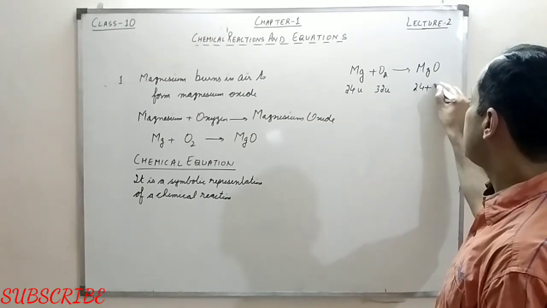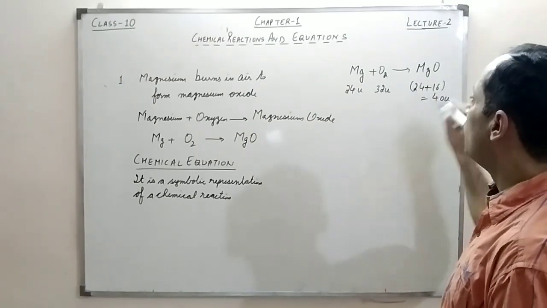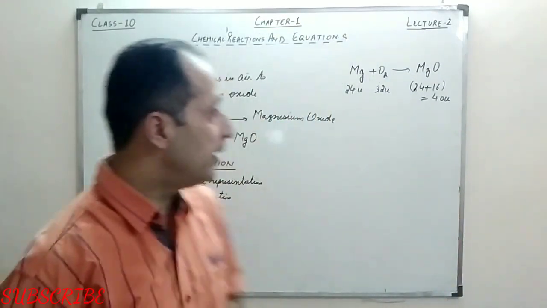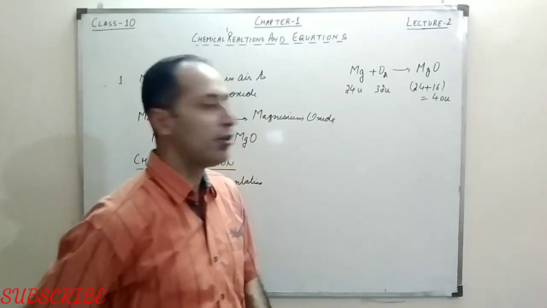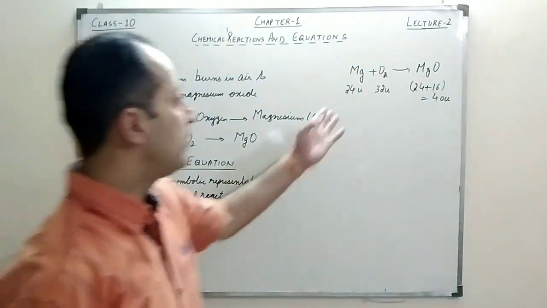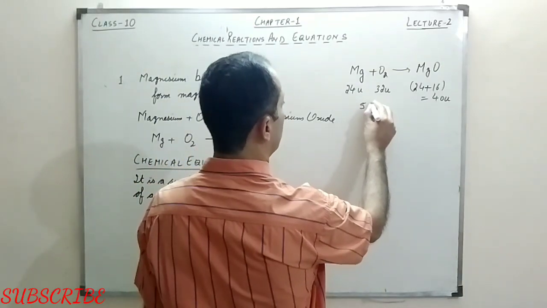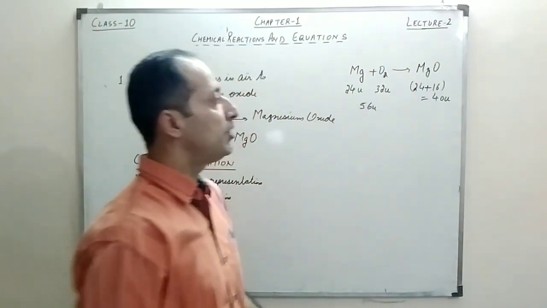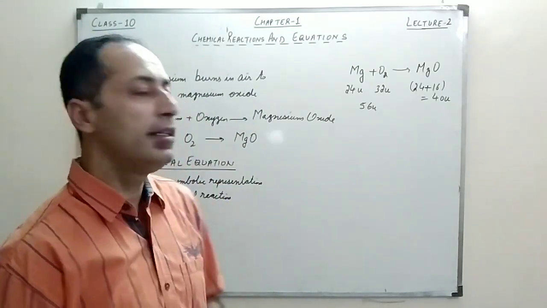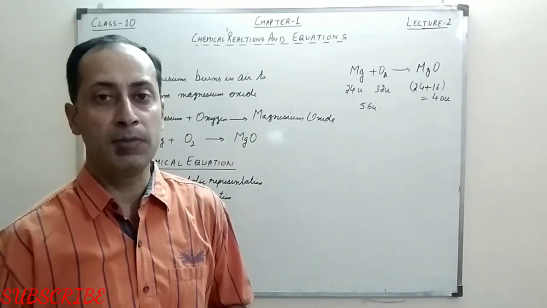And 24 plus 16, it becomes 40 U. Now you see here, if I talk about the total mass of the reactants, it is basically 56 U here. And the total mass of the product is 40 U. Now, these things are not equal. Why? There is some reason behind this.